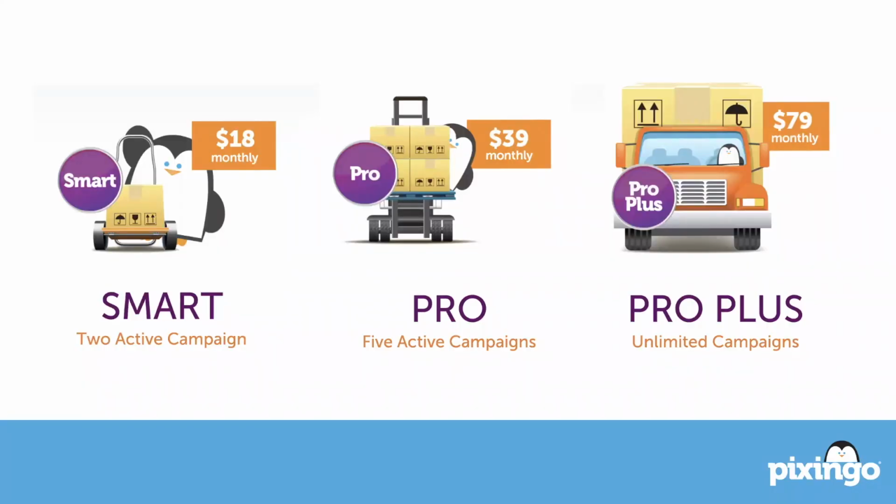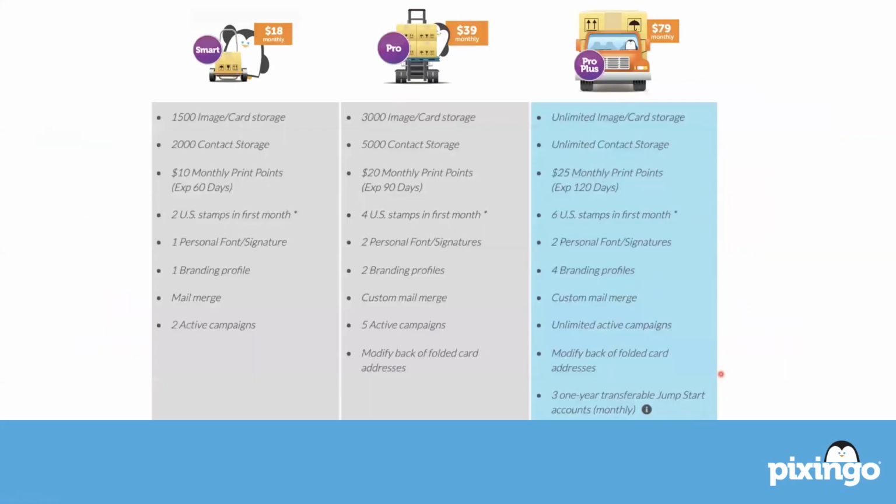So what does it cost? A Smart membership is only $18 a month, and that will give you 2 active campaigns. A Pro membership is $39 a month, and that gives you 5 active campaigns, and then a Pro Plus membership gives you unlimited campaigns, okay? Now, that's not all you get. With each membership, you get all of these benefits that you can see right here on the screen. Plus, there's actually even more.